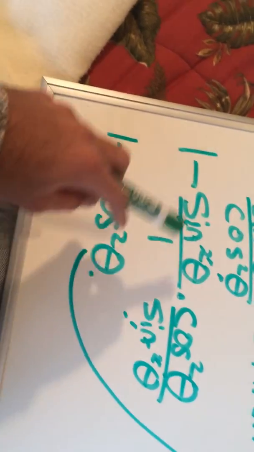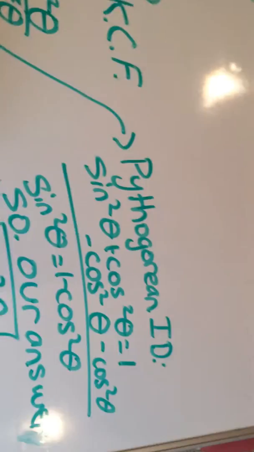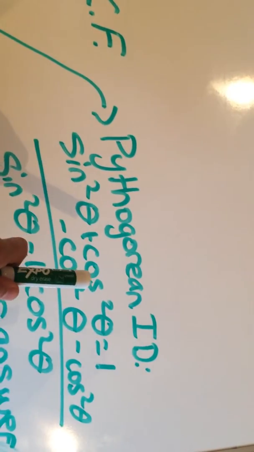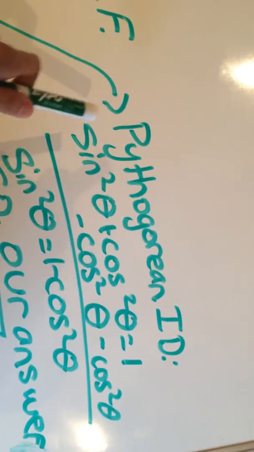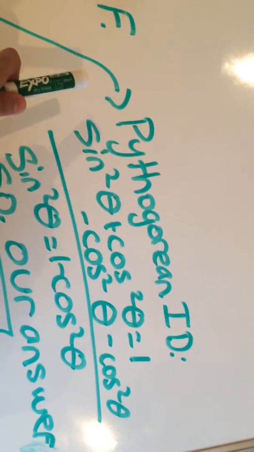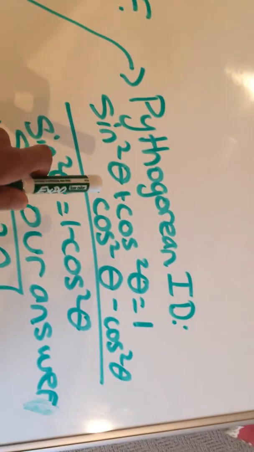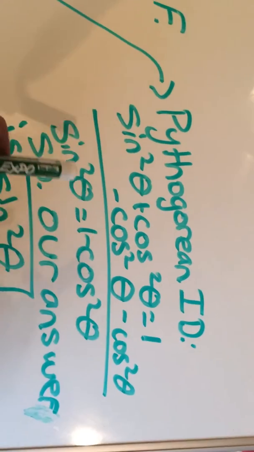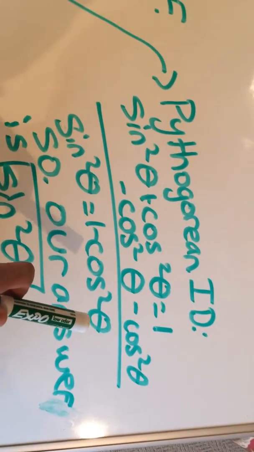Then I say, okay, how can this be further simplified? Well, I know that the first Pythagorean identity says sine squared theta plus cosine squared theta equals 1. So perhaps there's a way to rewrite this identity so that it looks like what I have left. And in fact, if I take this identity and subtract cosine squared theta on both sides, I'm left with sine squared theta equals 1 minus cosine squared theta.